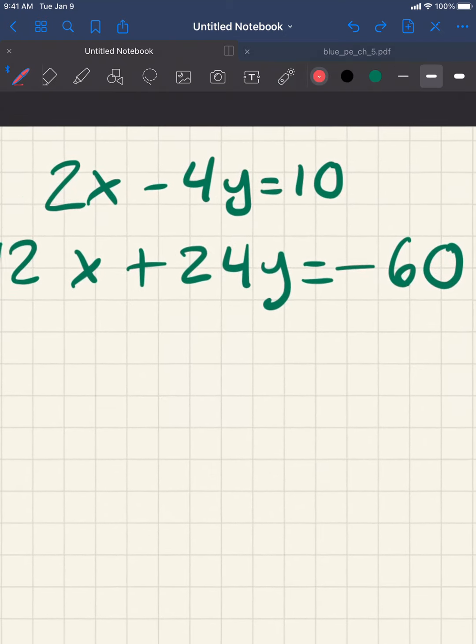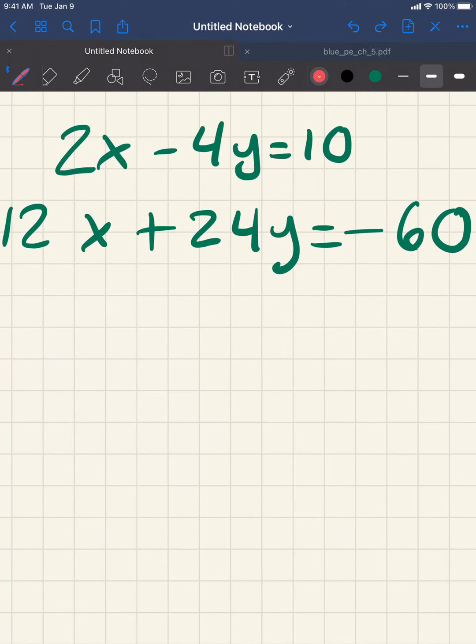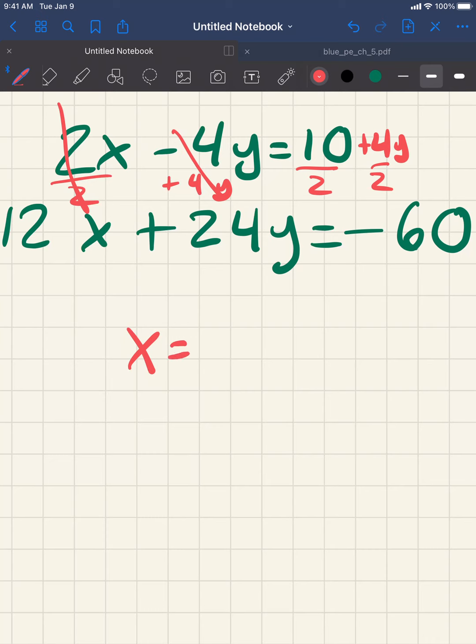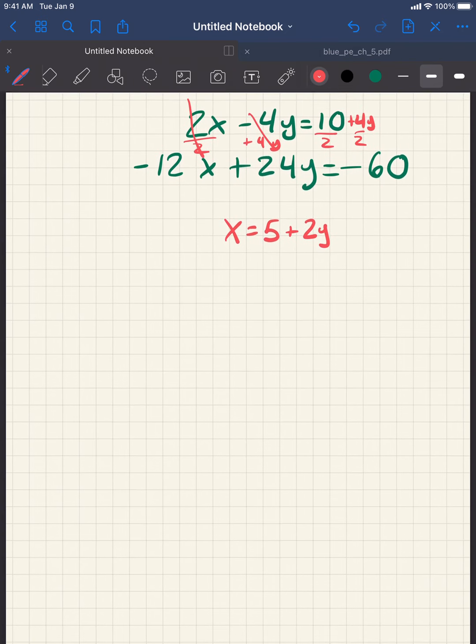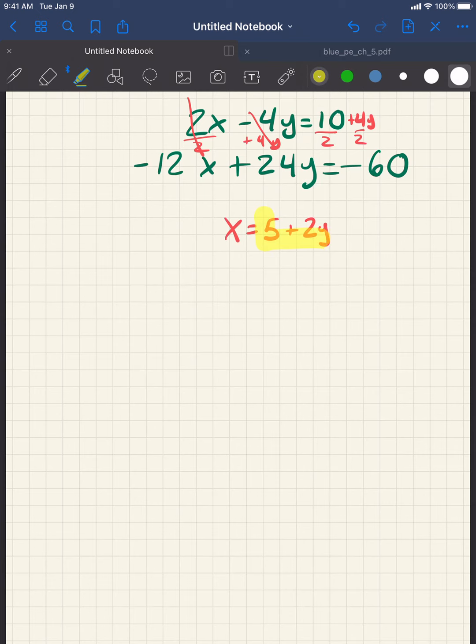For one thing, I need to get a variable by itself. What would be an easy one to get by itself? Probably the 4y, get that on the other side. So I'm going to plus 4y. The reason why I chose 4, you guys, instead of getting rid of the 2x, is because now if I divide everything by that 2, it's going to be nice numbers for me. So my new equation will be, bye-bye, x equals 10 divided by 2 is 5. 4 divided by 2 is 2. Keep your y.